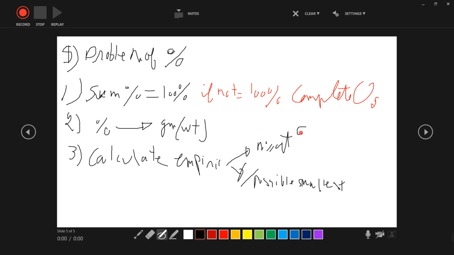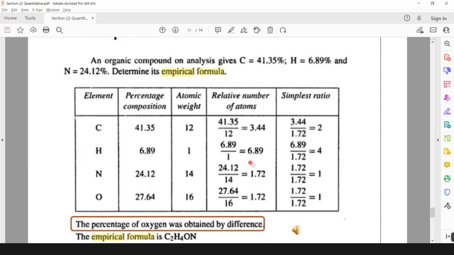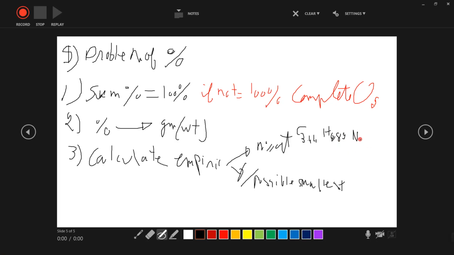Carbon will be 3.44. Hydrogen will be 6.89, and nitrogen will be 1.72, and also oxygen will be 1.72. This is our formula. What I will do, I will divide on the smallest possible number. The smallest number here is 1.72. So divide all this by 1.72.